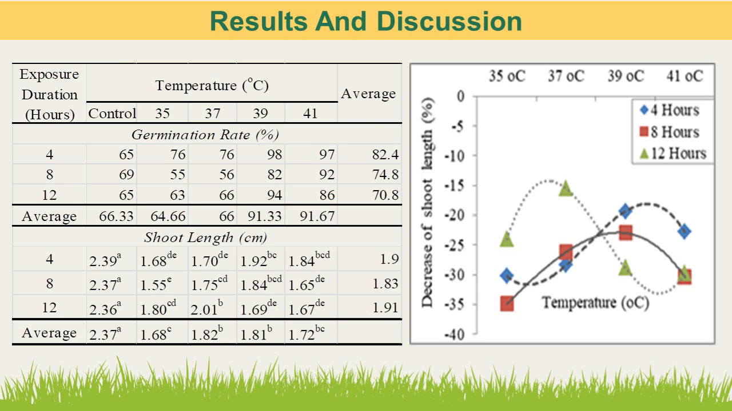How about shoot length? High temperature stress, exposure duration, and their interaction were significantly different in all parameters like shoot length, number of leaves, height of seedling, root length, number of roots, fresh weight, and chlorophyll content. The highest shoot length was found in the control, ranging from 2.36 to 2.39, and was significantly different from the others, while the temperature of 35 degrees Celsius after 8-hour exposure produced the shortest shoot, 1.55 centimeter, or a reduction of 35.15%.